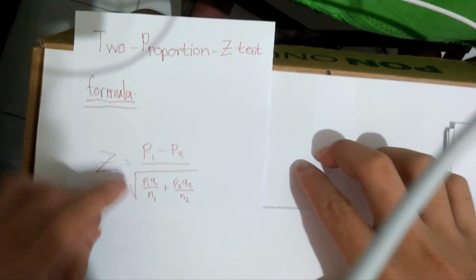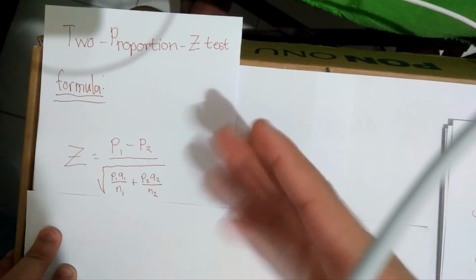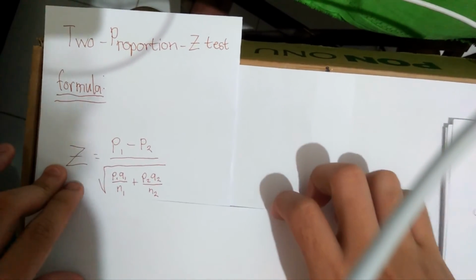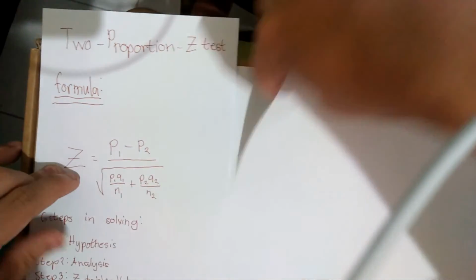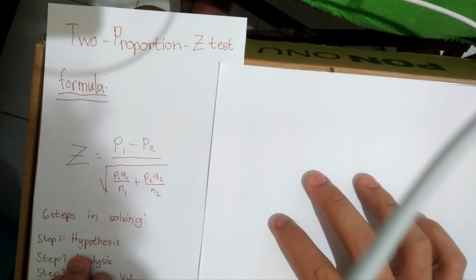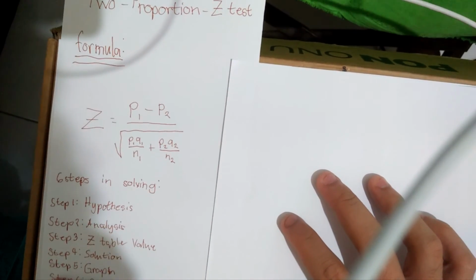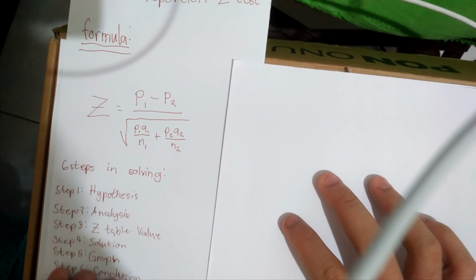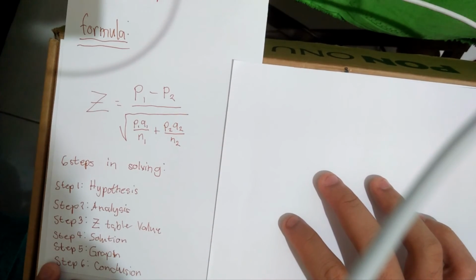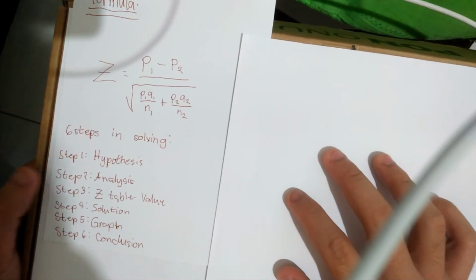There are 6 steps in finding the z in finding a proportion or the difference between two proportions. Step 1 is hypothesis. Step 2 is analysis. Step 3 is the table value. Step 4 solution. Step 5 graph. Step 6 conclusion.